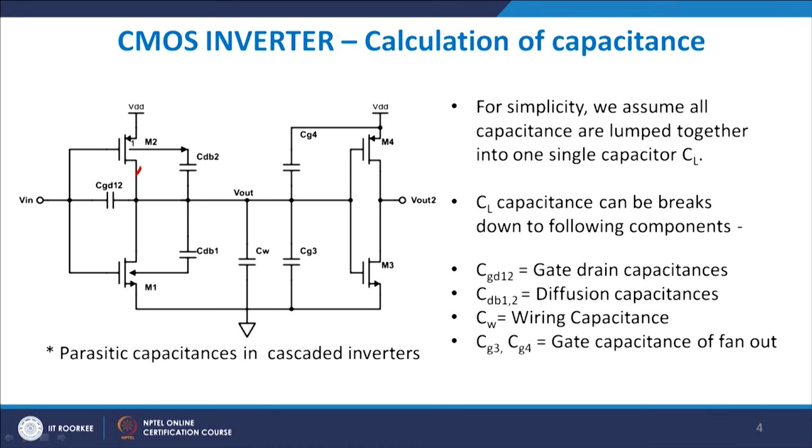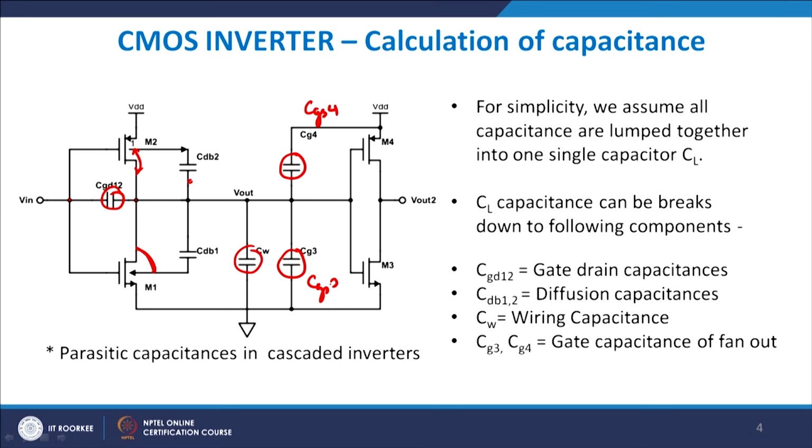This is drain to bulk, this one, right. Drain to bulk of 1 appears here. We have gate to drain, this one. We also have the wiring capacitance CW coming here, and please understand this is the gate capacitance for 4 and gate capacitance for 3. This is basically gate to source. So, CGS, you can as well write CGS4 and this CGS3, gate to source, right.